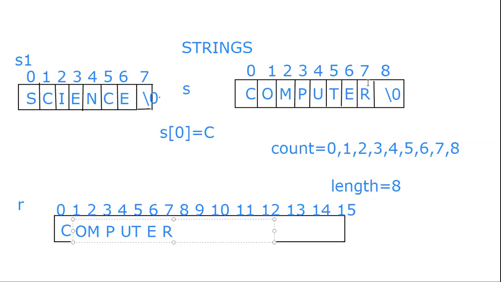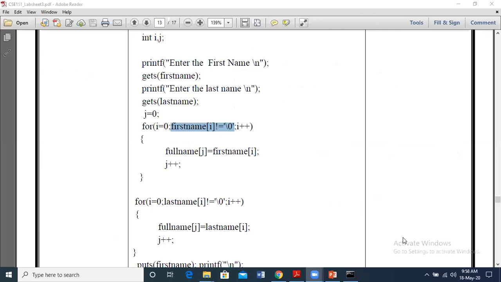So we just copied all the letters of first name to full name, right? Note that we will not copy the null character. What is the condition here? When we see the condition of the for loop, we have come to the last letter, that is null. First name of I is null, null not equal to null. So we have got the condition is false. Control exits the loop.